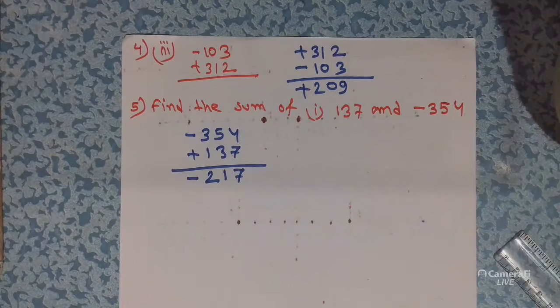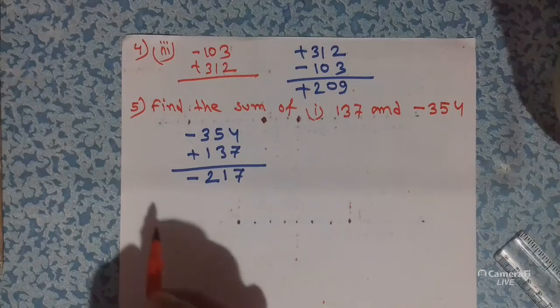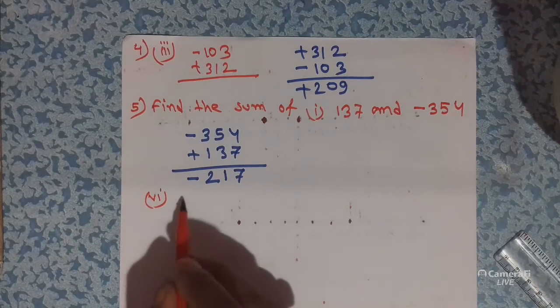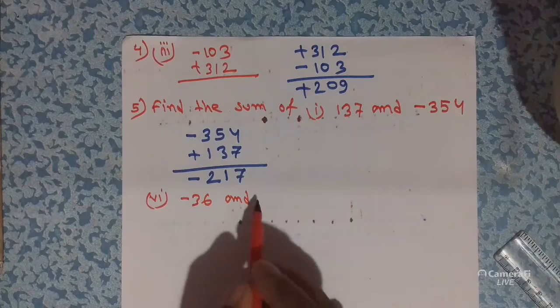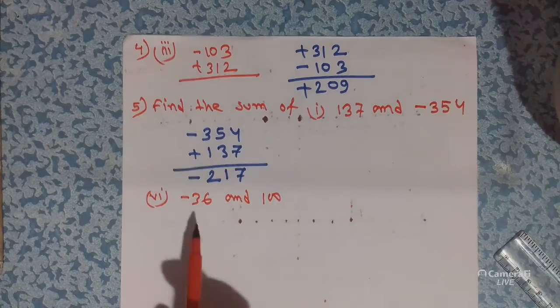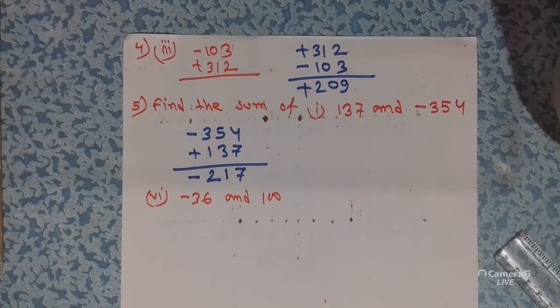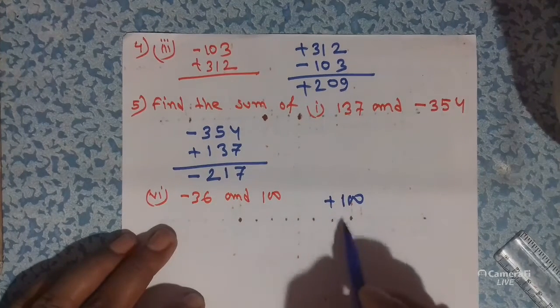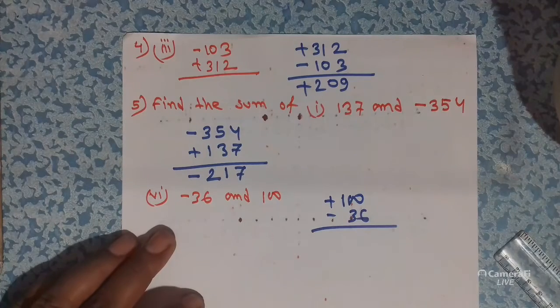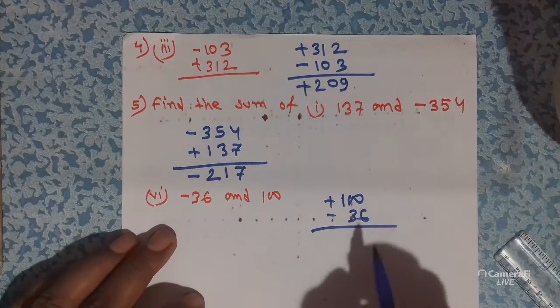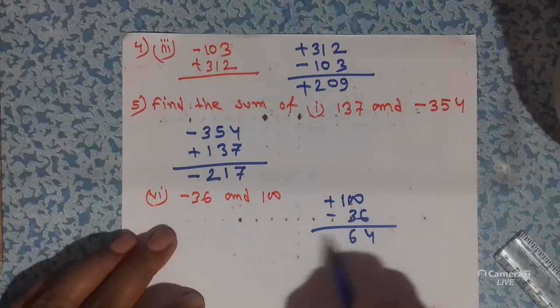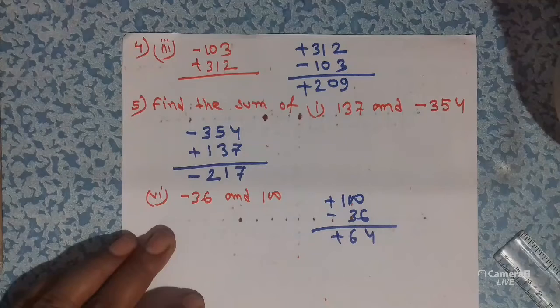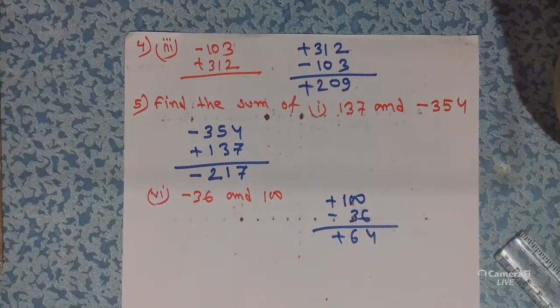Okay. So I am going to show you another one. Question number 6: minus 36 and 100. So find the sum of minus 36 and 100. So at first we have to write 100 and then minus 36 because 100 is largest. So we have to subtract these two. So it will be 64, and obviously it will be positive because 100 is the largest number. Okay students.